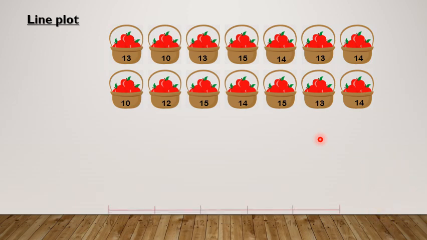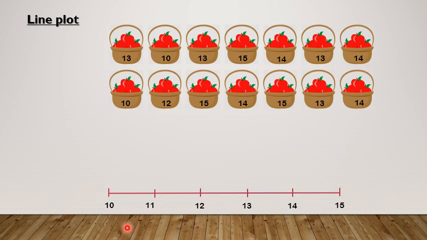So I will draw my line plot, and I will put down here the numbers of apples that I have in each basket. I have some baskets that have 10, and some that have 12, 15, 14, 13 and so on. So I will draw a line, and I will draw my scale down here. The scale will start with the smallest number of apples that I have. The smallest number is 10, and I will move by 1: 10, 11, 12, 13, 14, 15.